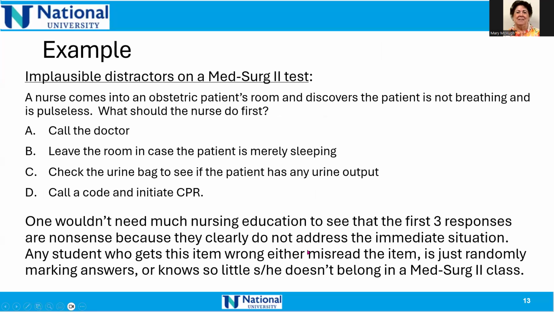So let's give a little example of implausible distractors on a Med-Surg 2 test. The stem is: a nurse comes into an obstetric patient's room and discovers the patient is not breathing and is pulseless. What should the nurse do first? A, call the doctor? Well, that's pretty ridiculous. B, leave the room in case the patient is merely sleeping? That's another obvious no good. C, check the urine bag to see if the patient has any urinary output. I have no idea what that would have to do with the patient not breathing or being pulseless. And D, the obviously correct answer, call a code and initiate CPR.